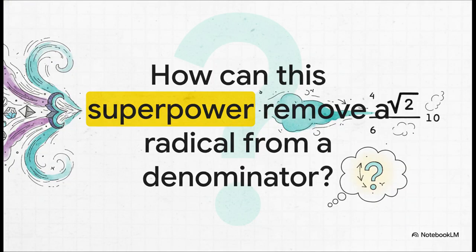We've seen how this conjugate superpower can make radicals vanish. So what's next? How could you take this exact same superpower and use it to solve a brand new problem like getting a pesky square root out of the bottom of a fraction? Well, that's a great question and a story for next time.